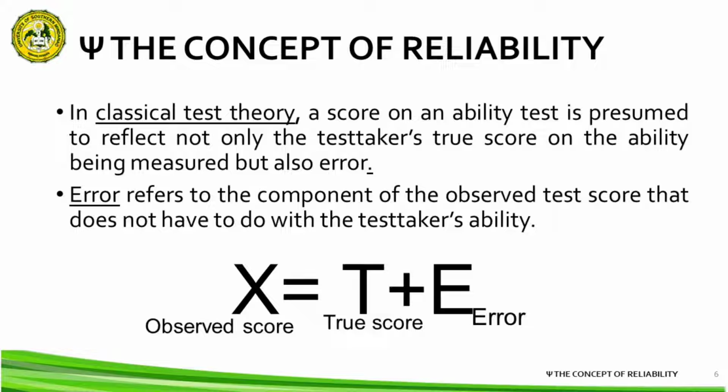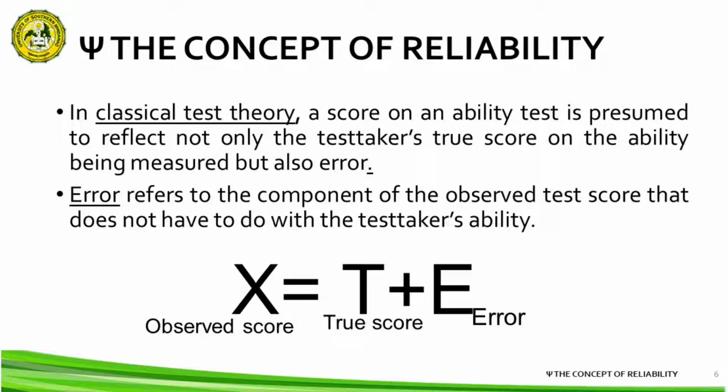So let us now tackle the concept of error. In classical test theory, a score on an ability test is presumed to reflect not only the test taker's true score on the ability being measured, but also the error. So error refers to the component of the observed test score that does not have to do with the test taker's ability. For example, when we take a test such as the PSS, or the Perceived Stress Scale, the score we get is not consistent or not 100% accurate.